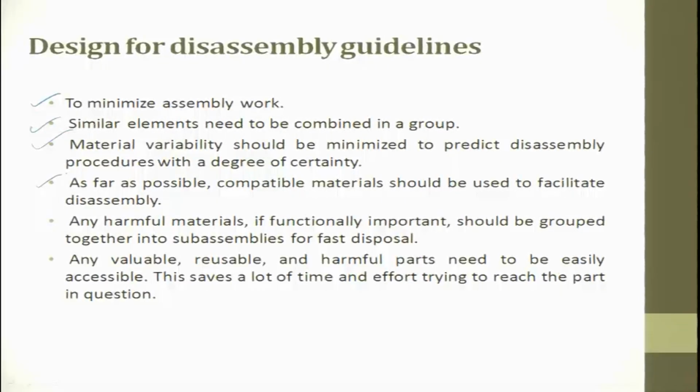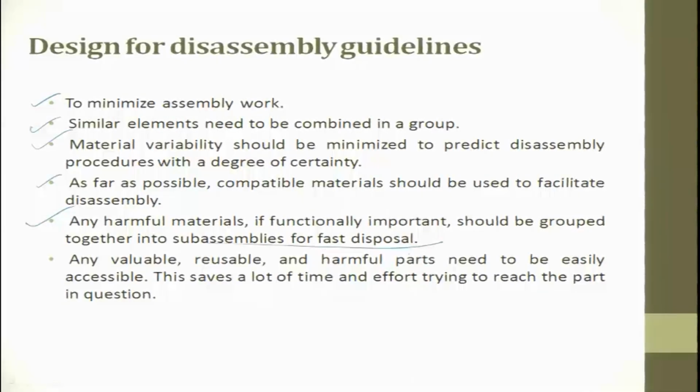So, as far as possible compatible materials should be used. Any harmful material, if functionally important, should be grouped together into a subassembly for fast disposal. For example, when you take a PCB or a smartphone, there are about 25 to 30 rare earth materials which are used, which are highly toxic. So that is what we say: any harmful material, if functionally important, should be grouped together into subassemblies for fast disposal.